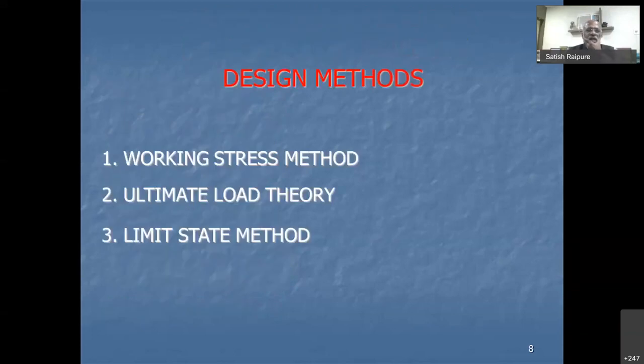After doing the analysis, there are three design methods. The working stress method, which is now obsolete. Nobody uses the working stress method. When we started doing structural designing, we always used to do it by the working stress method around 20-25 years back.